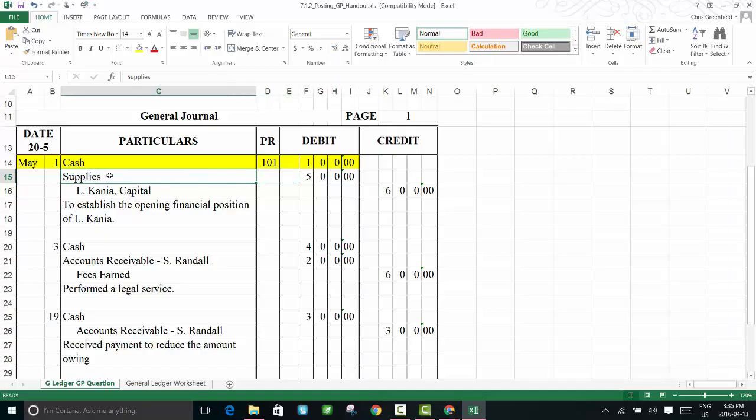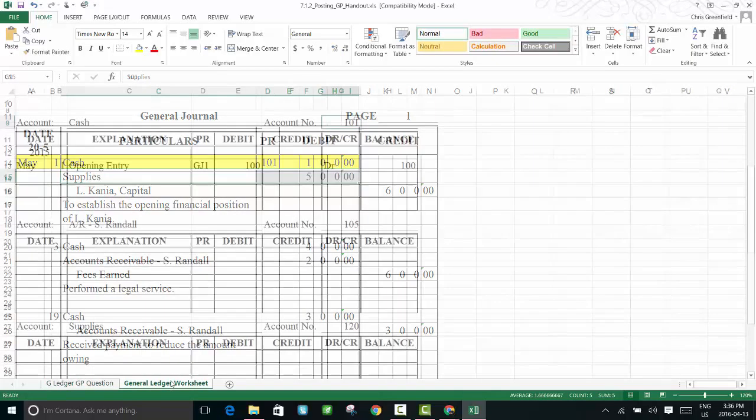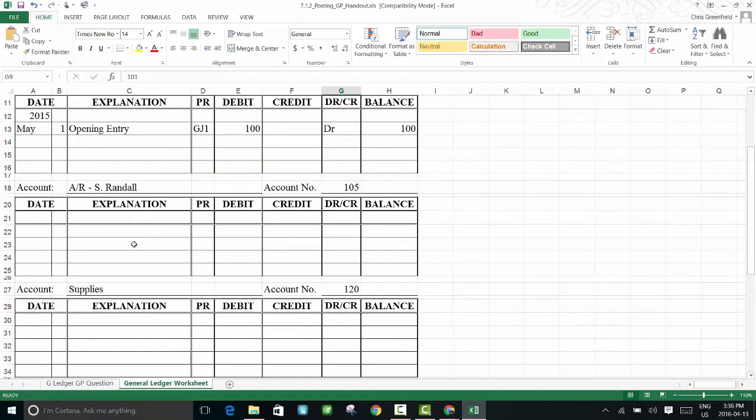All right, so now we have our next entry, which is for supplies. We have a debit for $500. So I'm going to go to my supplies account. Again, this is 2015. So I'm going to type that in. I'm going to put in May 1st. This is the opening entry still, so I can still put in an explanation. It came from General Journal page 1. I had a debit of $500.